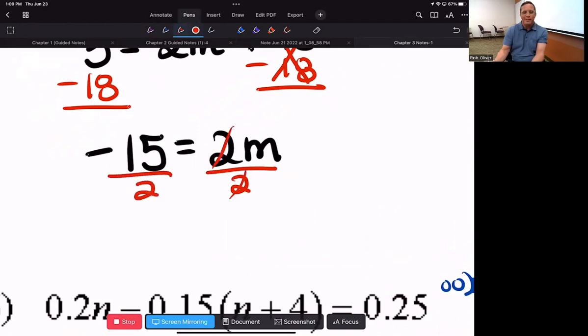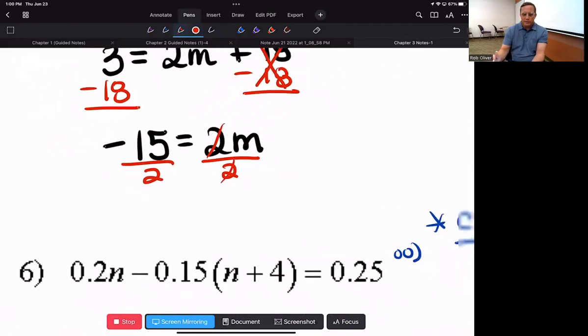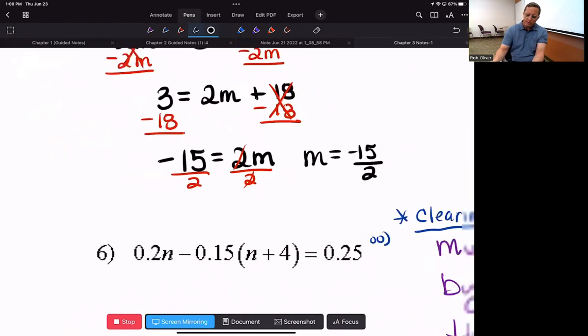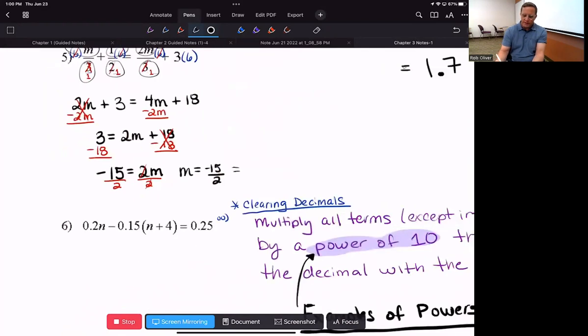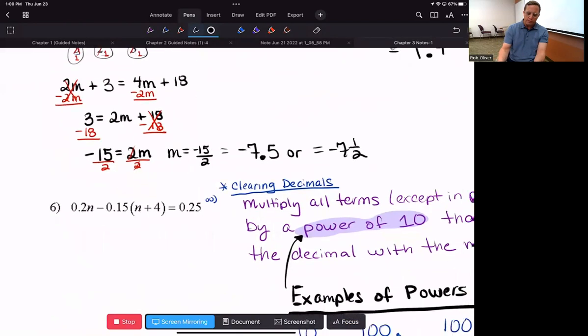Because that gets the m by itself. Negative 15 over 2 is perfectly fine. Let's write that down in some answers. So m equals negative 15 halves. You can write down negative 7.5 as well, or negative 7 and 1/2, like a mixed number. Every one of those ways is okay.